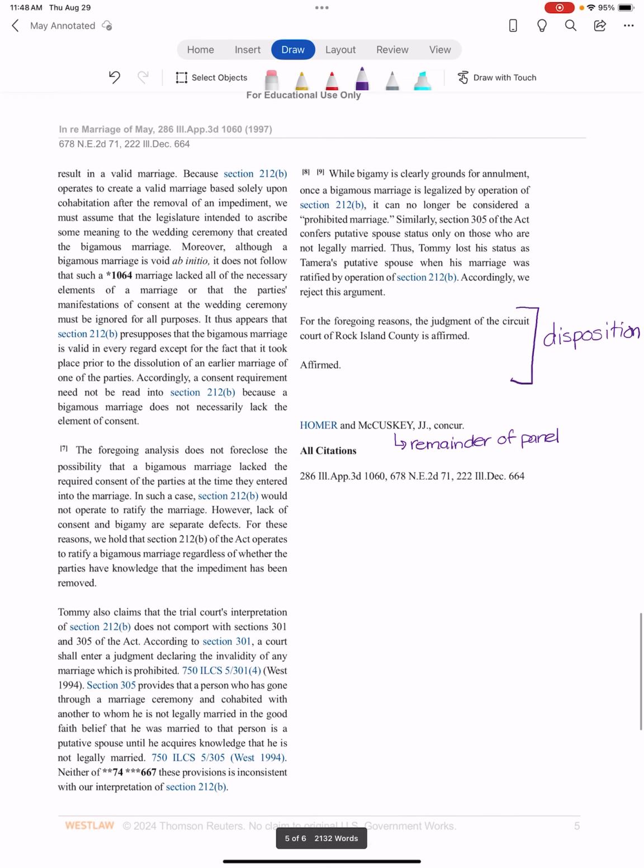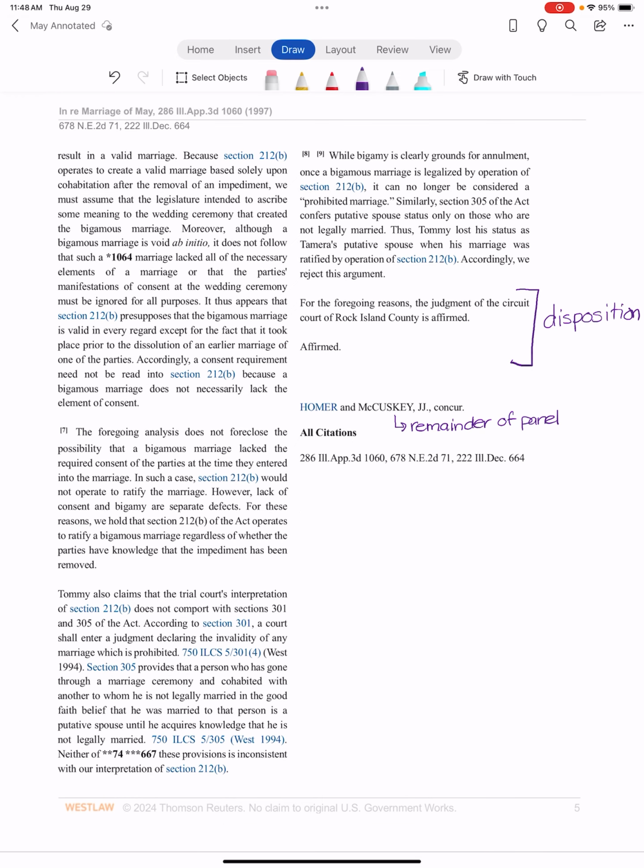"Tommy also claims that." Okay, so that's going to be one of the parties' positions in his complaint about the trial court there. Okay. And the court at the end rejects that argument in the next paragraph. And the judgment of the circuit court, the trial court level here, was affirmed.